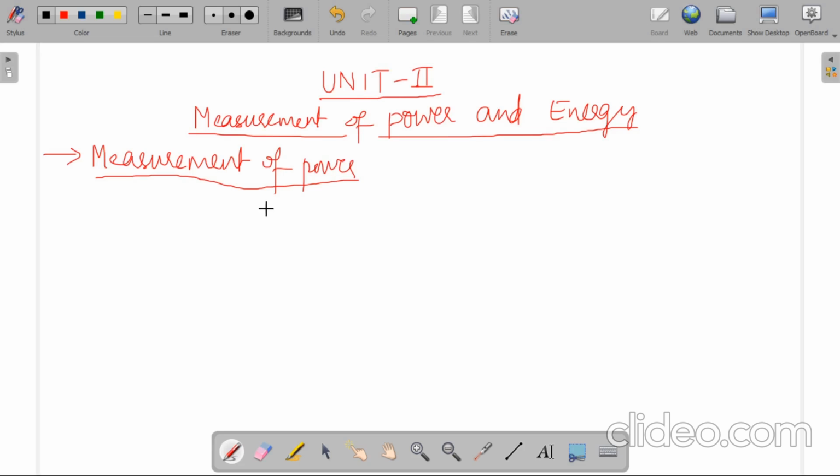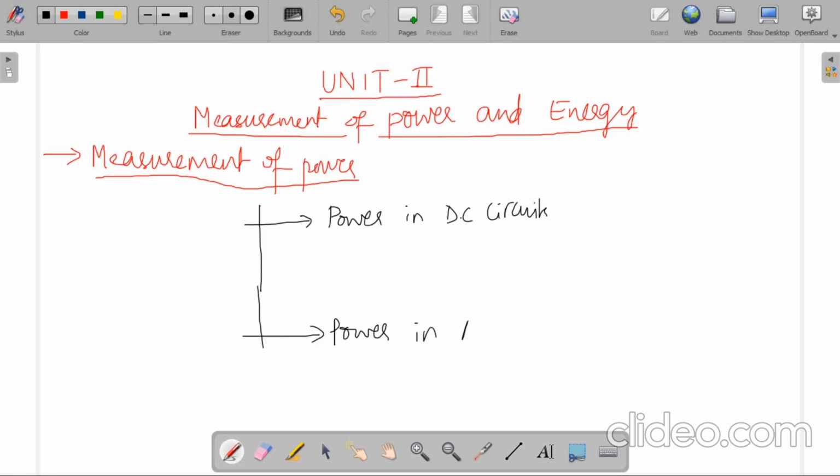Normally we have two types of powers, DC power and AC power. The first one is power in DC circuits, and the second is power in AC circuits.